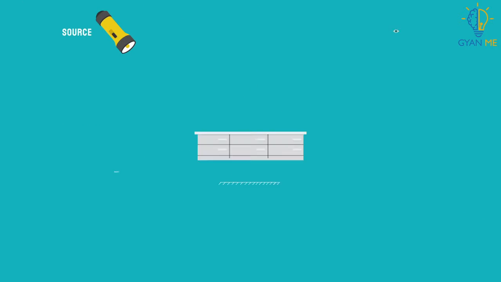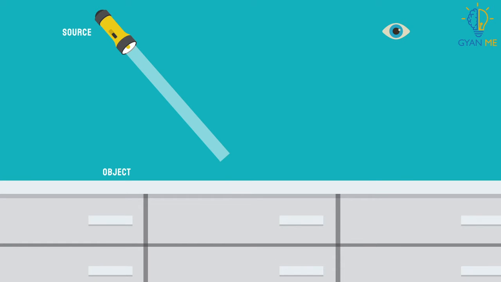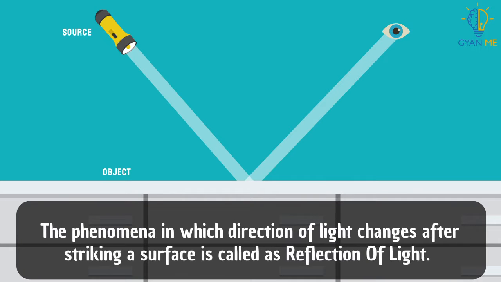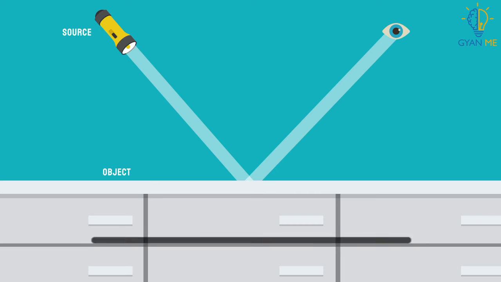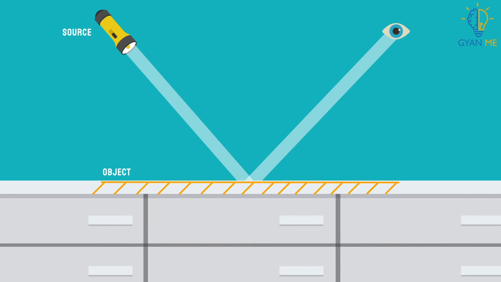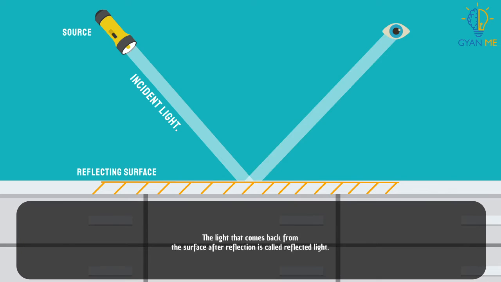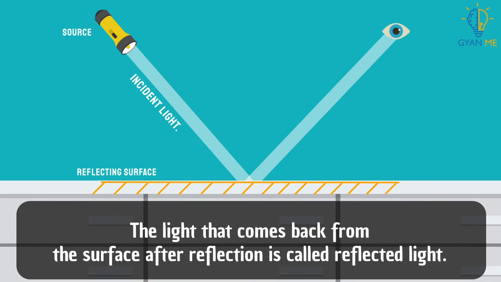Now, when light from sources strikes the surface of the object, it changes its direction. This change of direction of light is called reflection of light. Here, the object on which light falls is called reflecting surface, and light which is falling is called incident light. After striking, it goes back or comes back. This light is called reflected light.